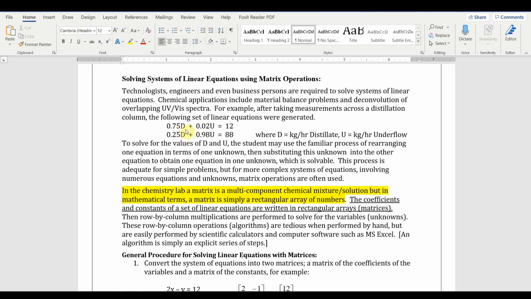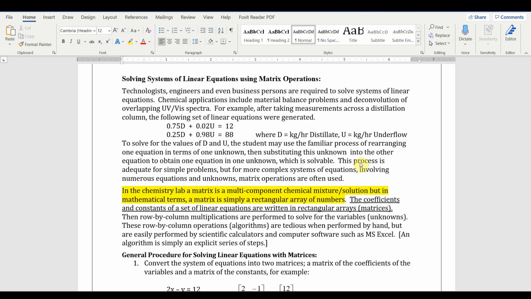In these equations, D represents the flow rate of the distillate from the top of a distillation column in kilograms per hour, and U represents the rate of underflow from a distillation column in kilograms per hour. So we have 0.75 D plus 0.02 U is 12, 0.25 D plus 0.98 U equals 88. So to solve for the values of D and U, the two unknowns, the student may use the familiar process of rearranging one equation in terms of one unknown, substituting this unknown into the other equation to obtain one equation and one unknown, which is then solvable.